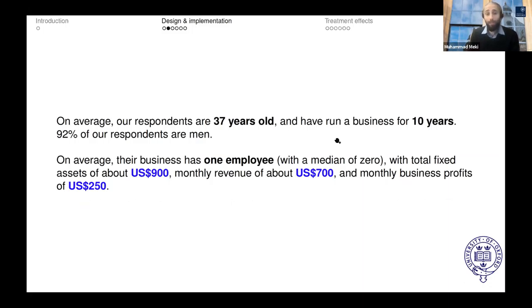Who are these individuals? On average, they're about 37 years old and have been running a business for about 8 years. We have about 92% men and 8% women.